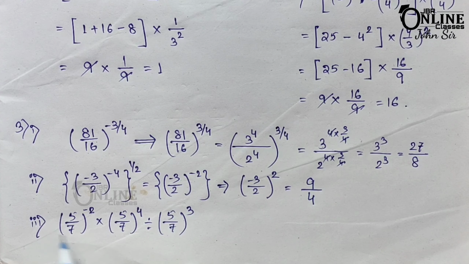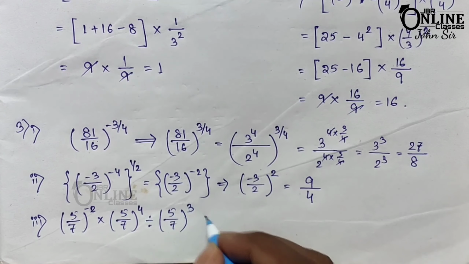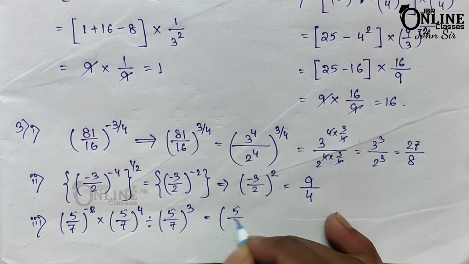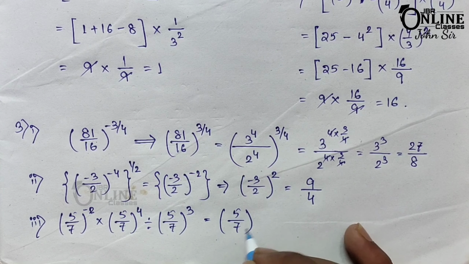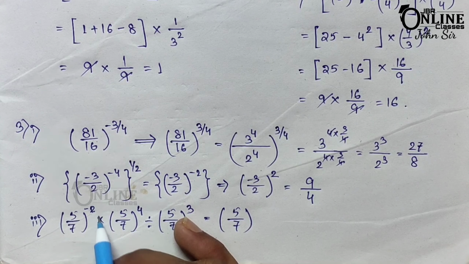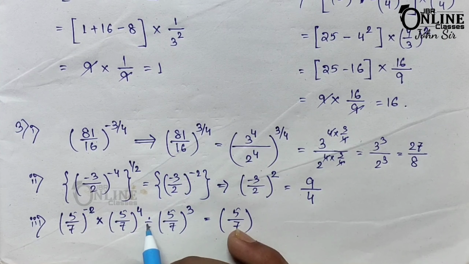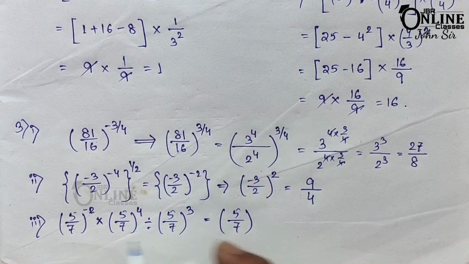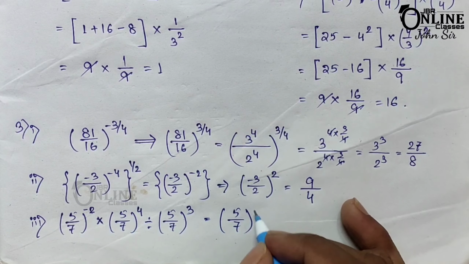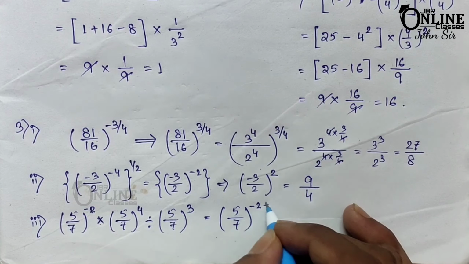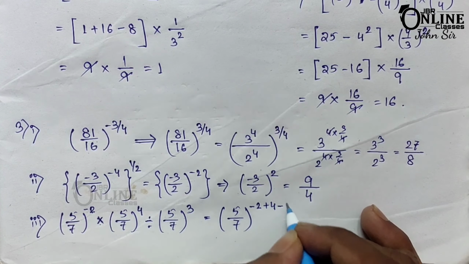Now the last one. So here 5 by 7 whole to the power minus 2 into 5 by 7 whole to the power 4 divided by 5 by 7 whole to the power 3. That means in each and every case here the base is 5 by 7 and the power is minus 2, 4 and 3. So now here is a formula you can apply, as the base will be same. So just write down the base one time, and if there is multiplication then the power will be added, if there is division then the power will be subtracted. So here minus 2, then here multiplication, that means plus 4, and here division, that means minus 3.